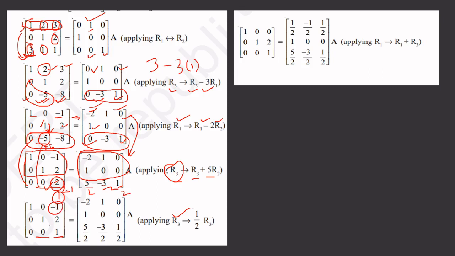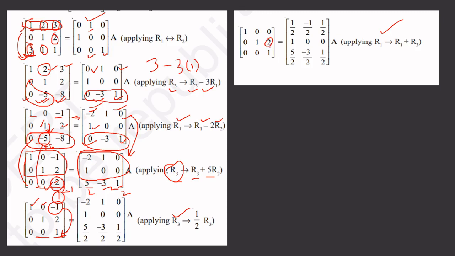How to make this? The first row is added with the third row, we can get the 0 here, because there is no change in it. 1 plus 0 is 1, 0 plus 0 is 0, and minus 1 plus 1 is 0. The same thing will be done here. Okay, now we have to make this 0.